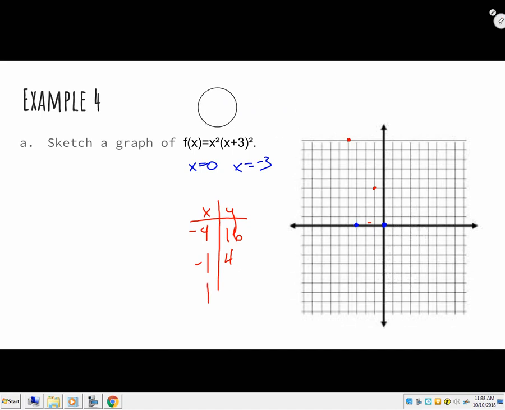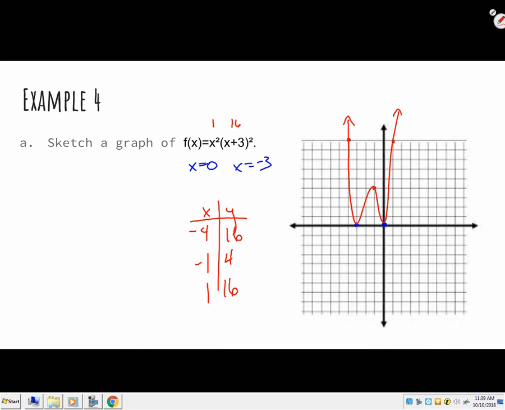So I'll come up here, plug in 1 again. Give me 1 squared, well, that's 1. And then 1 plus 3 is 4. Squared is 16. 1 times 16. So 1, 16. This is an extra little point right here. And I just connect the points left to right. I'm going to get full points for that graph.